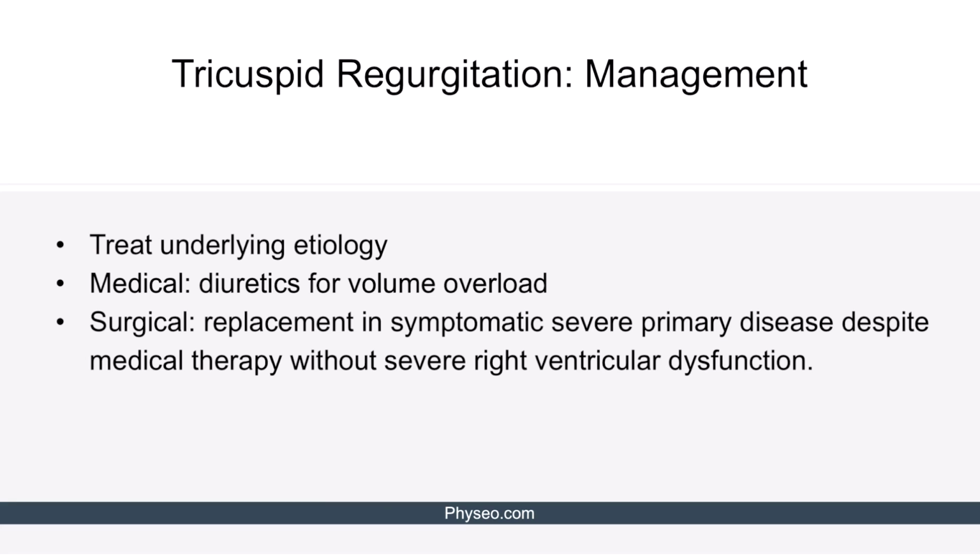In order to treat tricuspid regurgitation, the underlying cause must first be addressed. Symptoms of volume overload can be treated safely with diuretics. Surgical valve replacement is indicated for symptomatic patients with severe primary disease that is resistant to medical therapy, only if right ventricular dysfunction is absent.